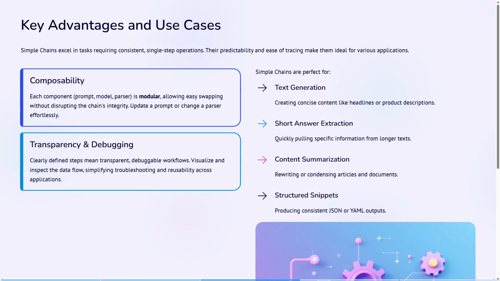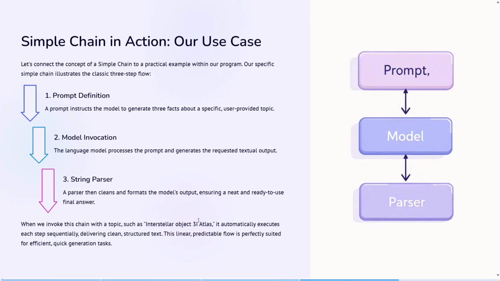But the real power comes from how LangChain lets us build the chains visually and programmatically. Because each step is defined clearly, you get a transparent, debuggable workflow that you can inspect, visualize, and reuse across your applications. Now, let's connect this concept to the use case in our program. In the implementation that we're going to do, our simple chain will follow a classic 3-step flow.